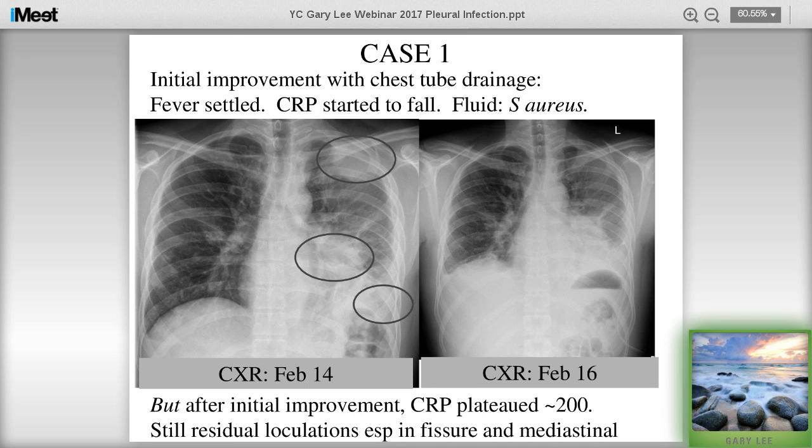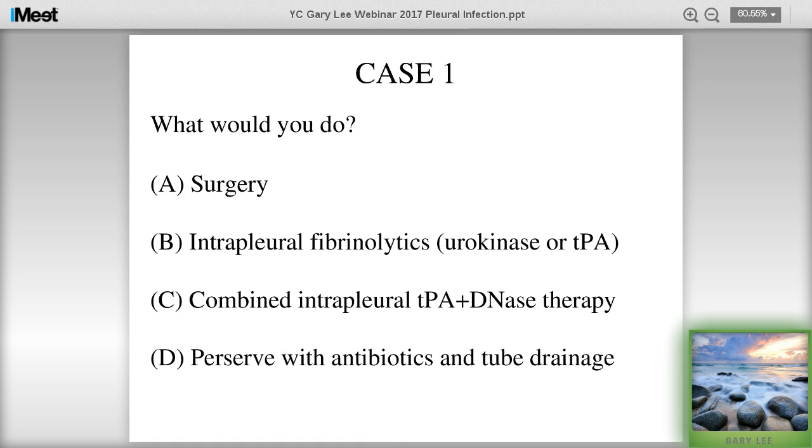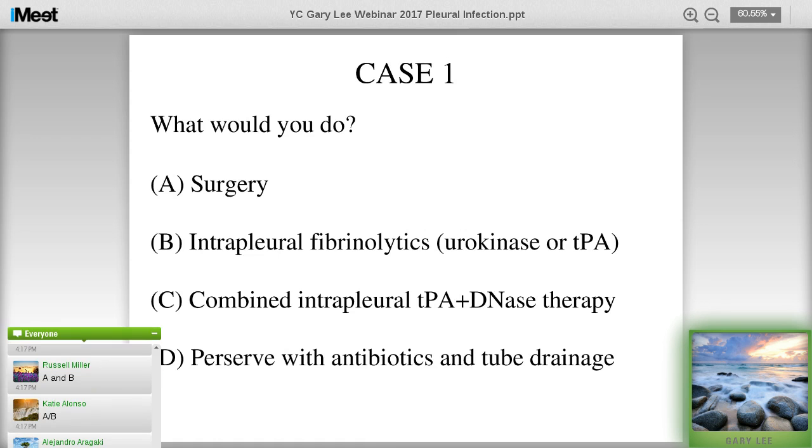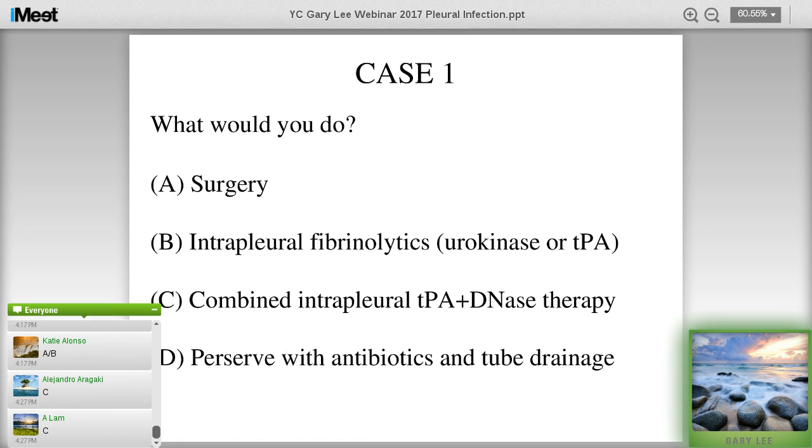His CRP is stuck around 200, normal is less than 10 in our laboratory, and he still has residual loculations around the heart and also in the costophrenic angle. So what would you do next? I might just ask to see how many people would do surgery, how many would give them fibrinolytics like urokinase or TPA, how many of you would give combined urokinase or streptokinase with DNase nowadays, or try to persevere with antibiotics and chest tube drainage?